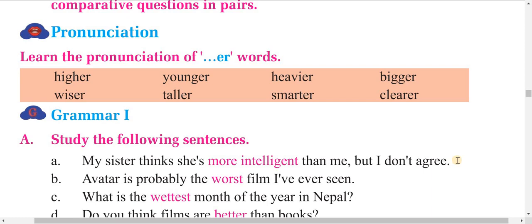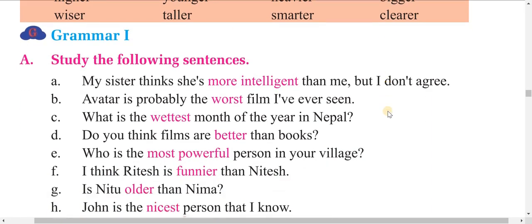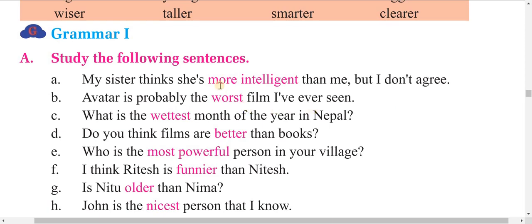Now dear students, look at the pronunciation of ear. Higher, wiser, younger, heavier, bigger, taller, smarter, clearer. Now look at these sentences. Just focus on the words with red ink. Focus on the words which are red. My sister thinks she is more intelligent than me, but I don't agree. So she here more intelligent.